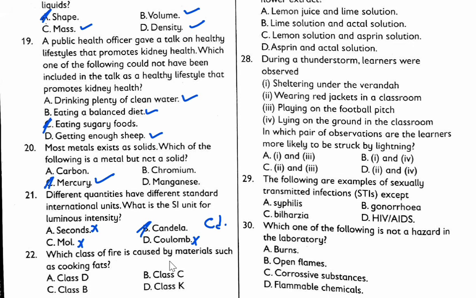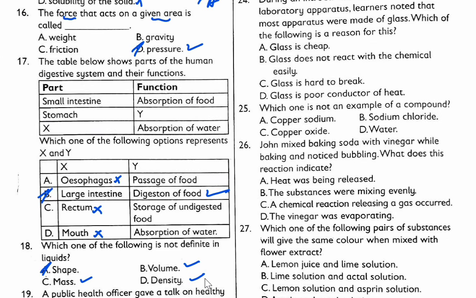Which class of fire is caused by materials such as cooking fats? A, class D, B, class C, C, class B, D, class K. So cooking fats, a kitchen fire, belongs to class K. And therefore, the answer is D, class K. Let's go on to 23.